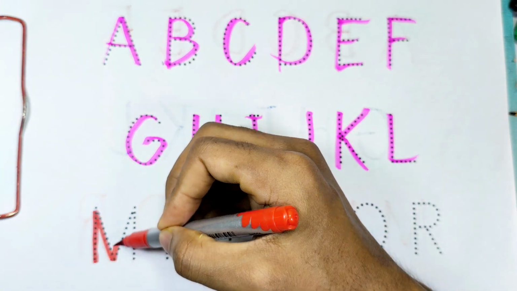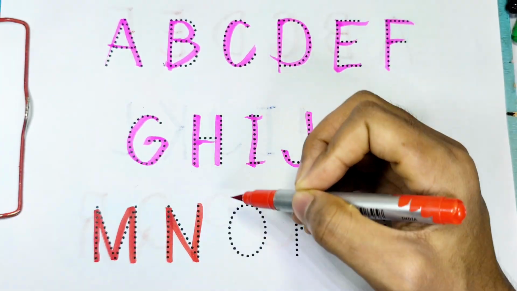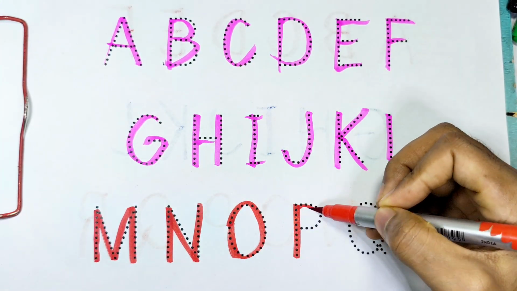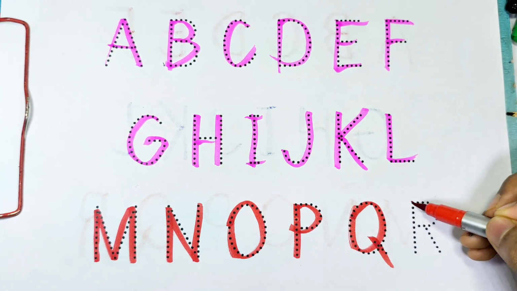Red color, stay with us. M. The next one is N. Now we're writing the alphabet of O, P, Q, and the next one is R.